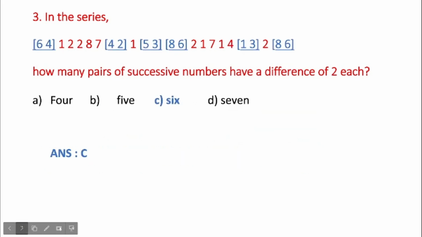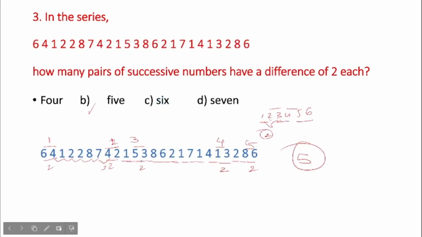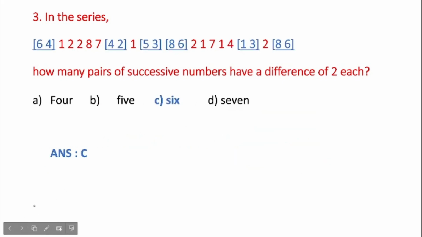Let's see. Oh, we have missed something, right? 5 and 3, 8 and 6. Okay, this one here, 8 and 6 is 2. We have another pair here, so it's 6. The answer is C. Okay, we need to be careful. We shouldn't be in a hurry.